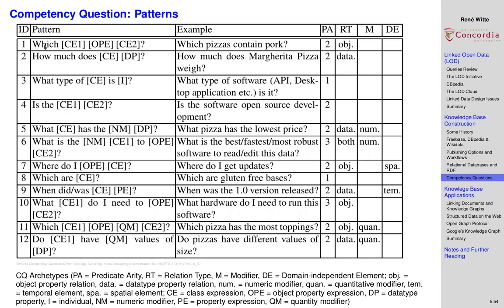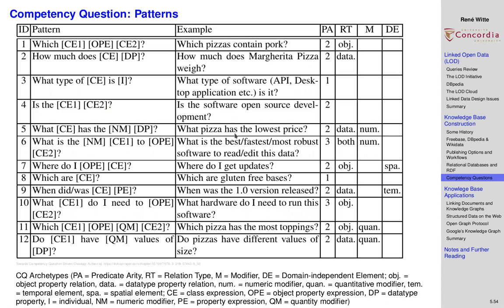So you can see the pattern here. This is pattern number 1 that I mostly had in the examples before. And the variables in here refer to either predicates, elements, classes, properties, and so on. So this gives you a good idea on the different categories of competency questions.